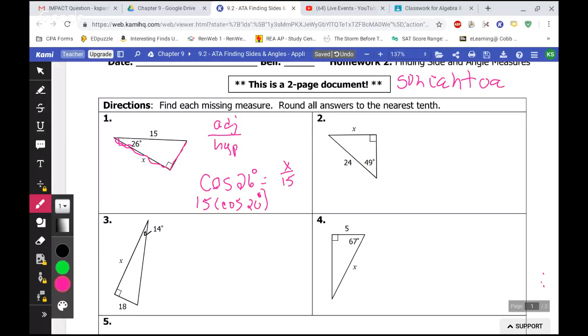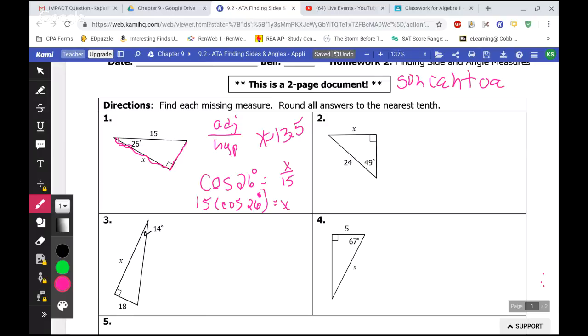The rest is just calculator work. So you just literally type in 15 times and then hit cosine, it opens a parenthesis, you put in 26 and then you get an answer. 13 point something. Yeah. And if you round, that should be 13.5. I think it was, what was it? 13 point, what'd you tell me? 48? Yeah.